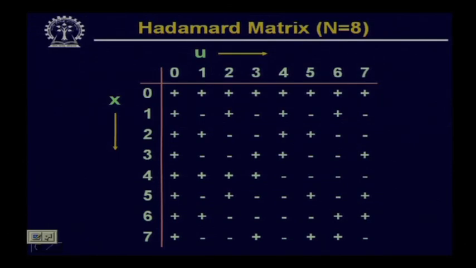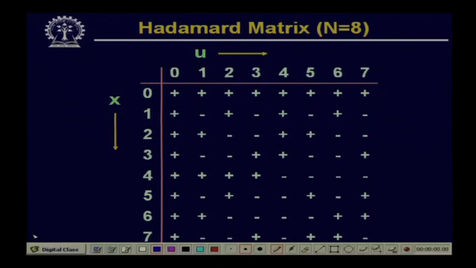So, here we have shown a Hadamard matrix for a Hadamard transformation of dimension 8. So, for n equal to 8, this Hadamard matrix has been formed, and here plus means it is equal to plus 1 and minus means it is equal to minus 1. Now, if you analyze this particular Hadamard matrix, you will find that it is possible to formulate a recursive relation to generate the transformation matrices. Now, how can that be done?